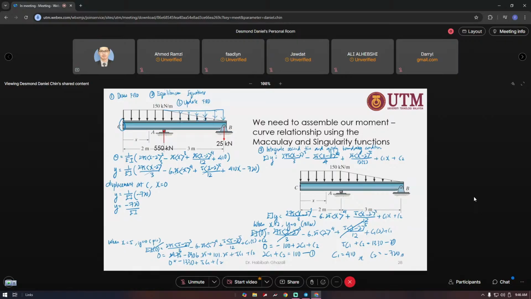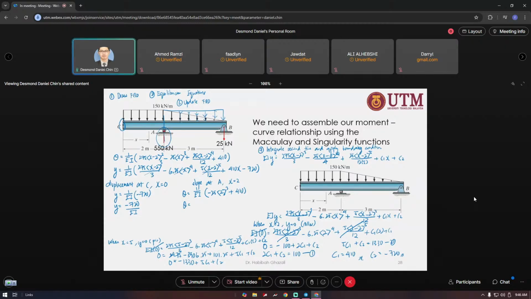Okay, the next question is the slope at A. At A, which is here, so the slope at A is at x equals 2. So theta equals 1 over EI. This one no longer, I think we still can. So this one cancels, and you are only left with minus 25 times 2 cubed. 0 minus 2 cancels also, plus 410. This is the only thing left.